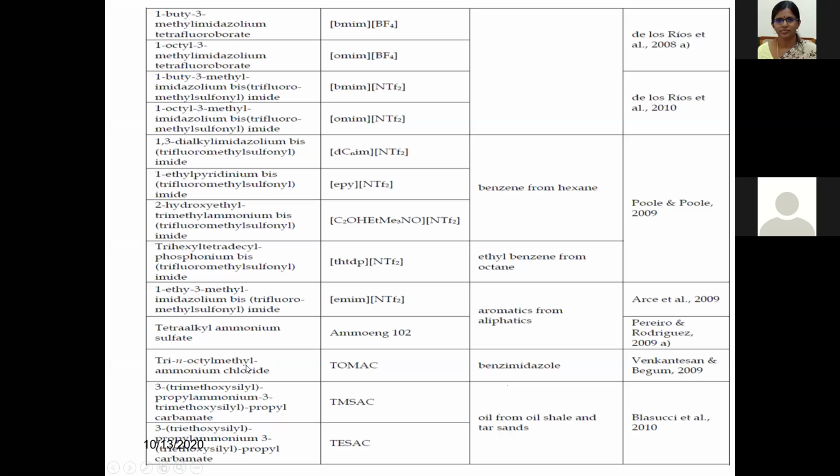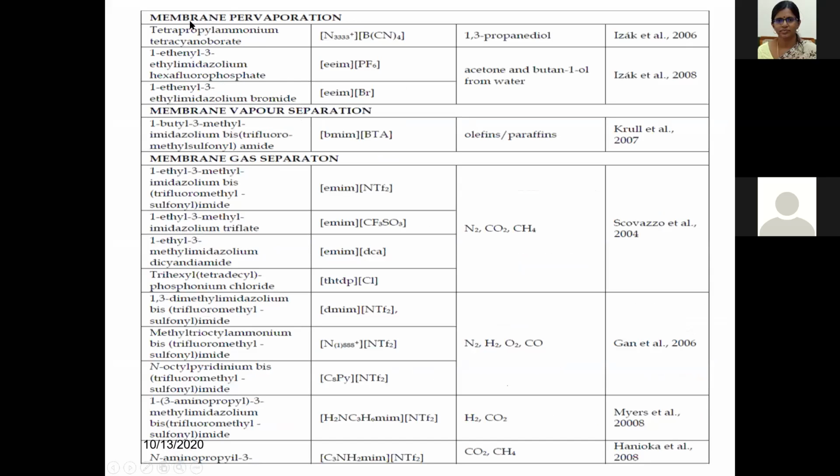We have tried with trioctyl methyl ammonium chloride. And you can see the membrane pervaporation technique, they are employed with different compounds, and they have come out with the results. Acetone, butanol from water has been separated. Membrane vapor separation and membrane gas separation have been tried with different compounds and different ionic liquids.